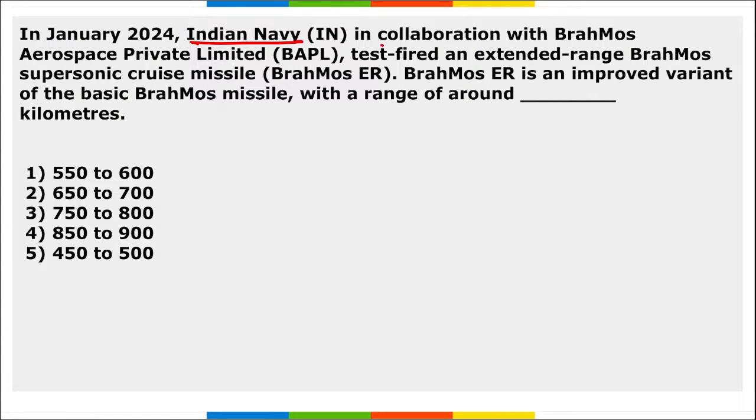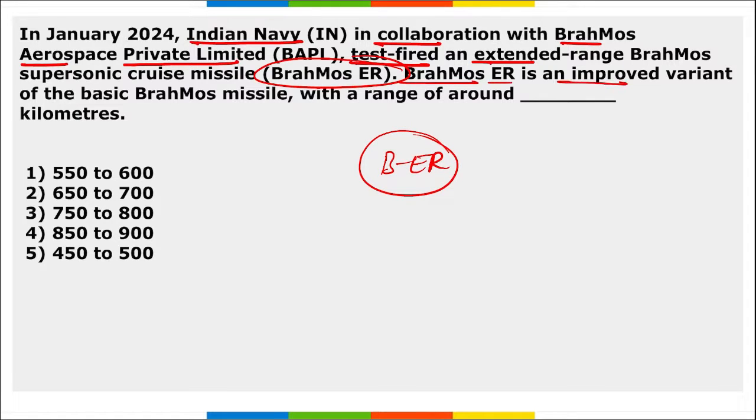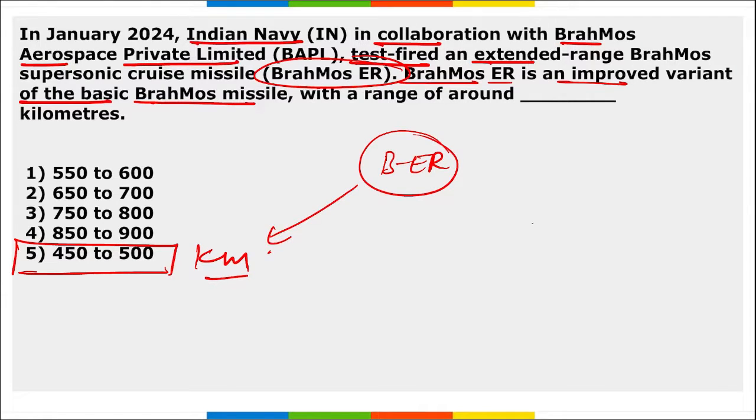Next, the Indian Navy in collaboration with BrahMos Aerospace Private Limited test fired an extended range BrahMos supersonic cruise missile, that is BrahMos ER. The question asked here is that BrahMos ER is an improved variant of the basic BrahMos missile with a range of around 450 to 500 kilometers, right? If I talk about the normal BrahMos missile, it has a range of almost 300 kilometers.